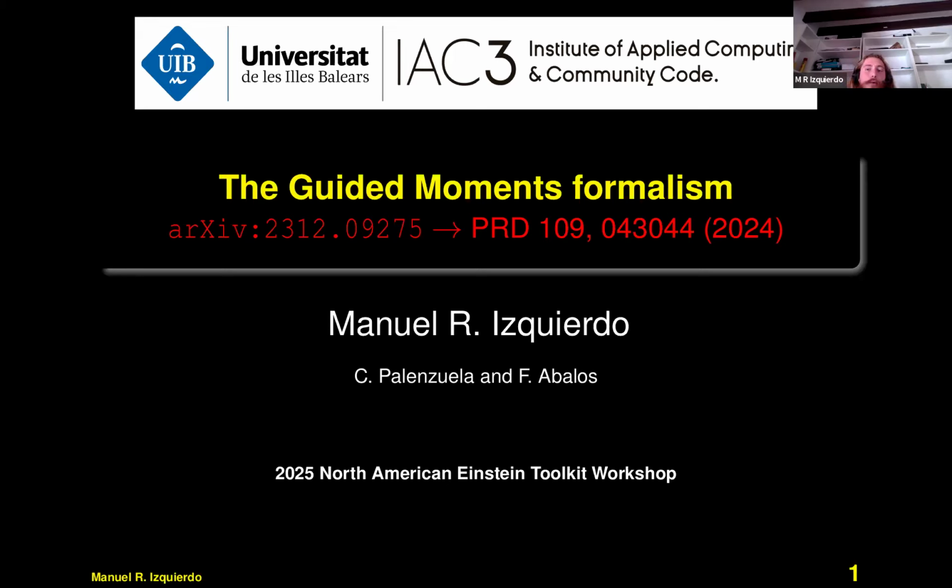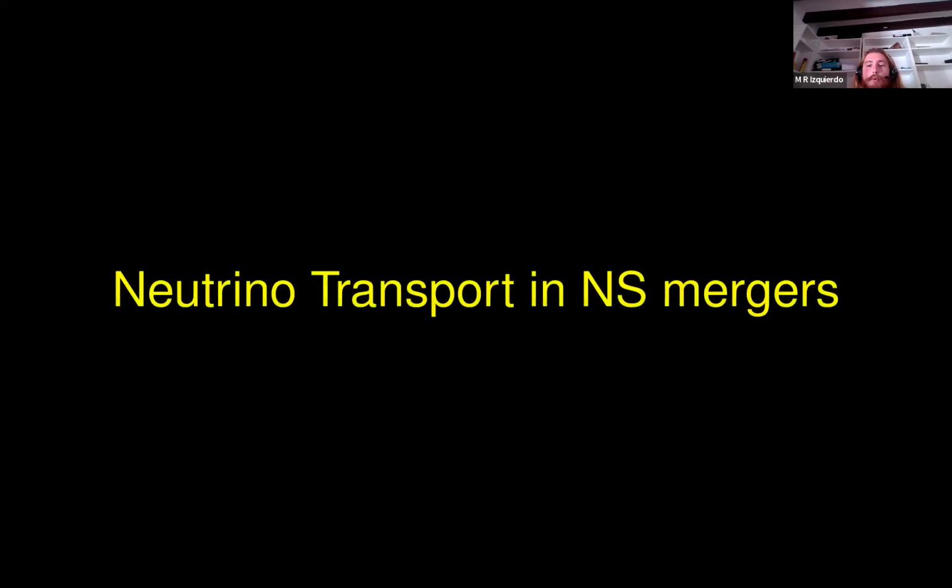Even though I personally don't use the Einstein toolkit, I guess this talk can also be interesting because maybe in the future some of you will want to implement these guided moments within the Einstein toolkit, and I think that would be very interesting. But before going into what the guided moments are, it's better to start with the basics: what is neutrino transport in neutron star mergers?